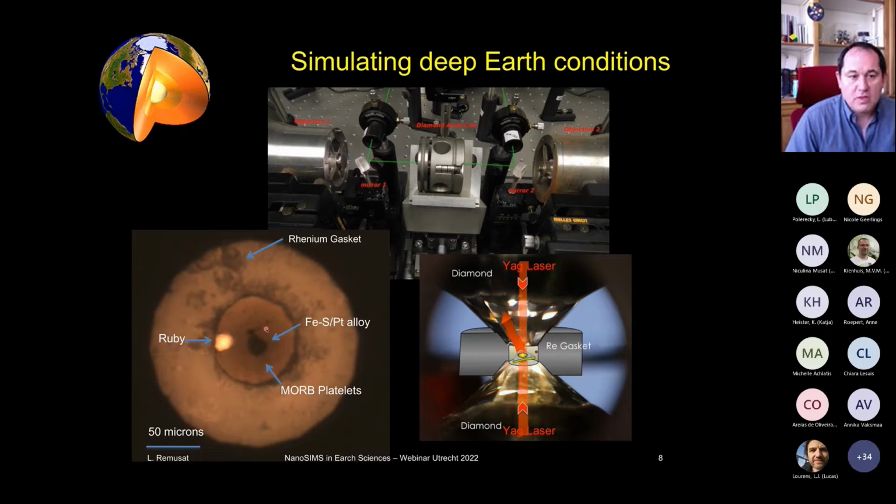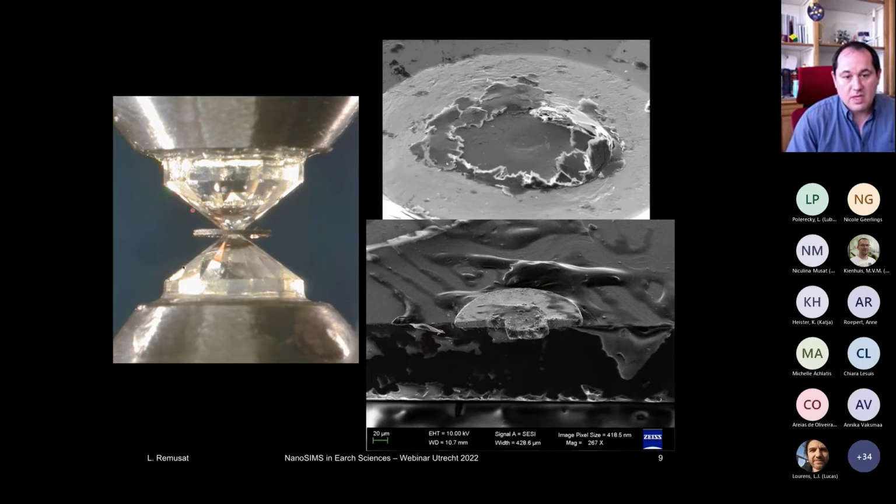So basically we are doing a little differentiation experiment at the very small scale. The sample in the end is, you have here an image of the two diamonds, the rhenium gasket and the sample in between. The interesting area, the area that melted and that has potentially equilibrated between the metal and the silicate, is something like 50 microns or 20 microns. And the area where we want to make measurements corresponds to this very small region.